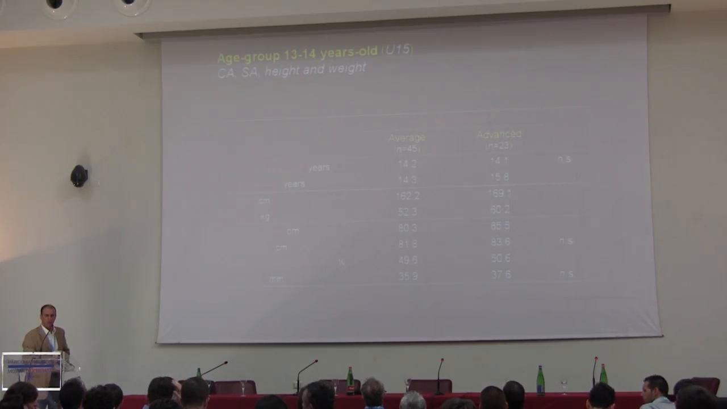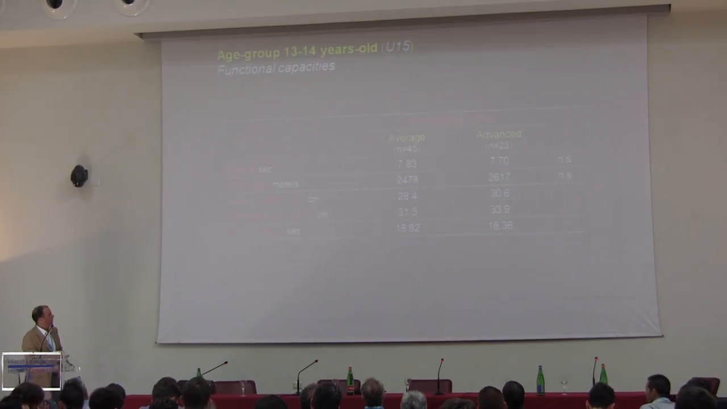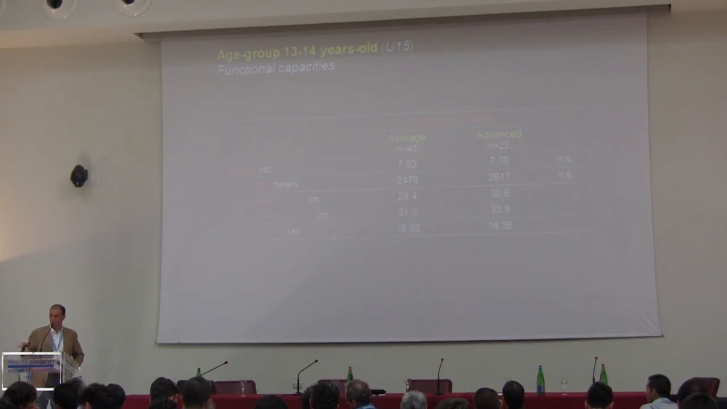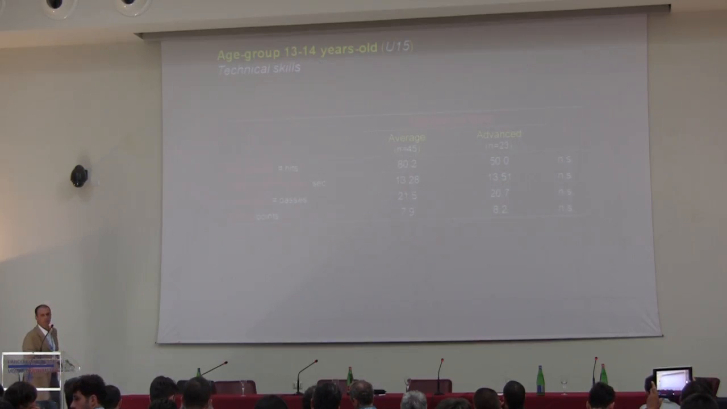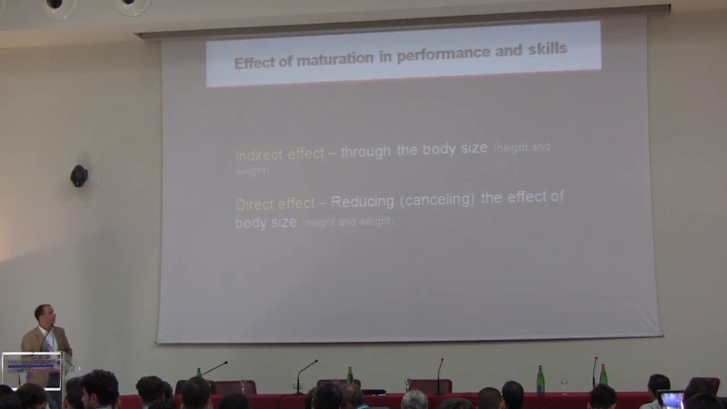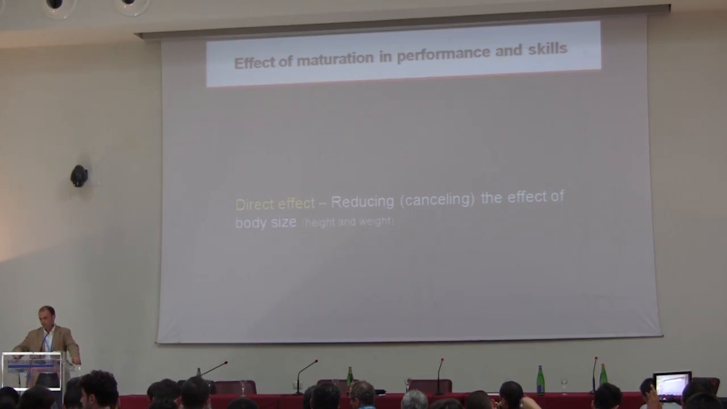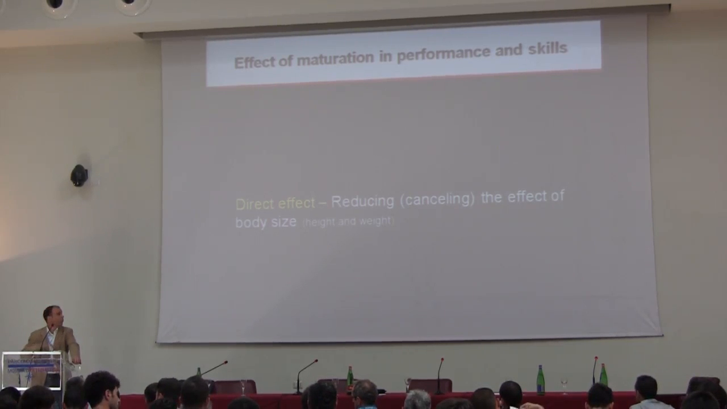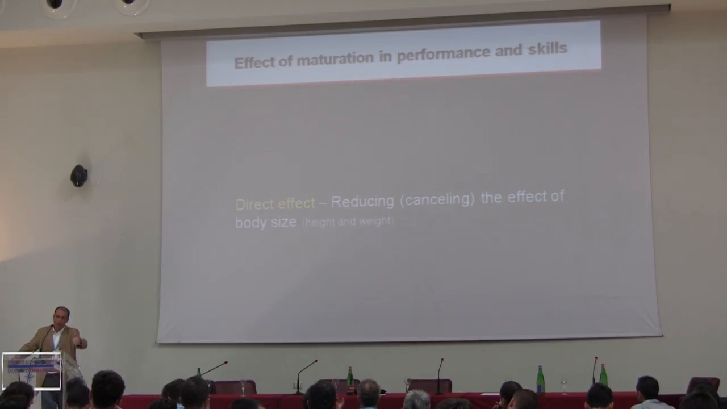Similar differences in body size. Here, in the functional capacities, the differences were increased, considering this age group. And considering the skills, no differences in skills, as well as in the first age group. However, now let me talk with you about the direct effect of maturation. The other results were mainly considering that body size was present. So the more advanced were also heavier and taller than the others, and this is an advantage.